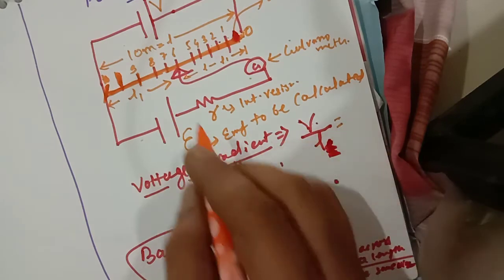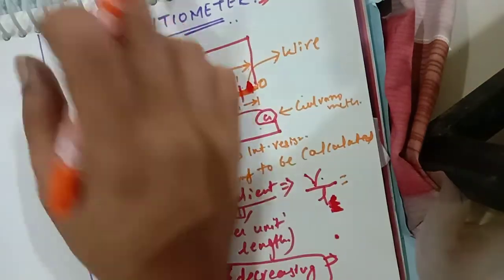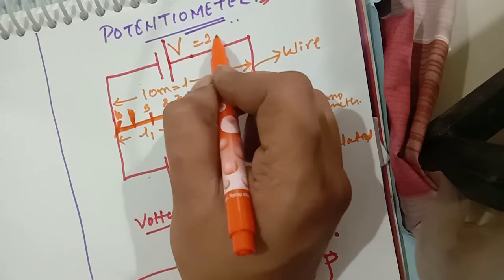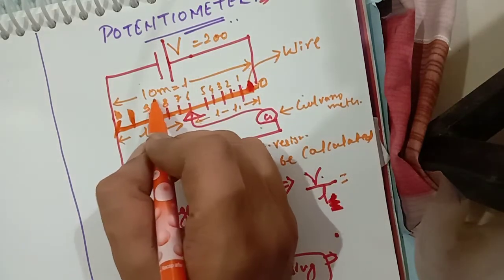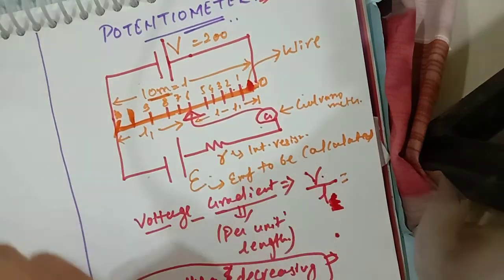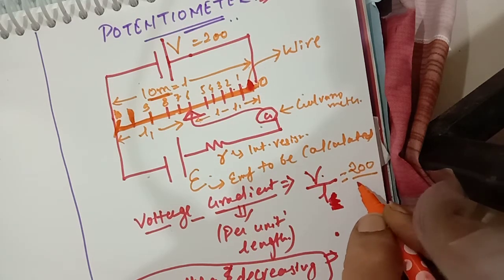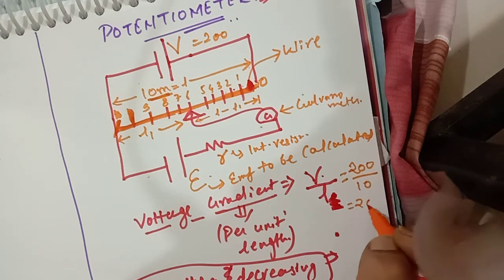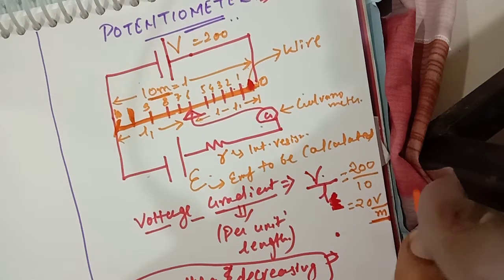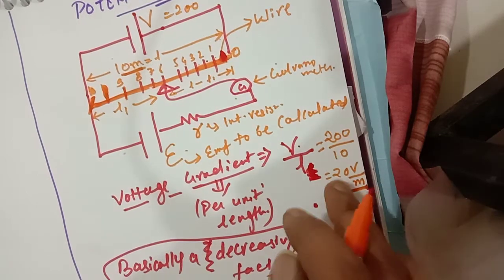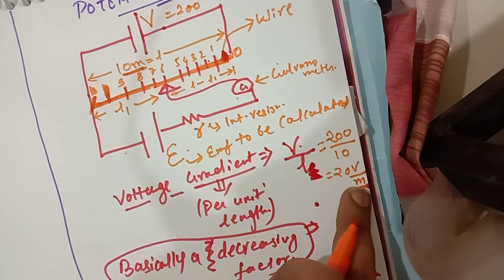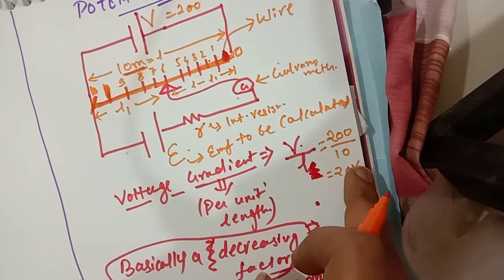Suppose overall voltage, now take an example, overall voltage was 200 volt, right? And the length of the wire is 10 meter. So what will be the voltage gradient? It will be 200 by 10. It means 20 volt per meter. It is voltage gradient. Okay, 20 volt per meter. It is voltage gradient, means for every meter 20 volt is decreasing.